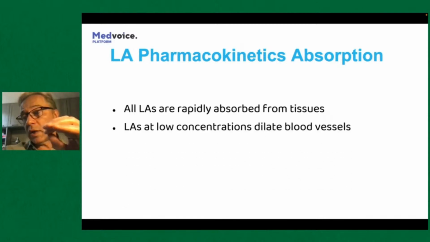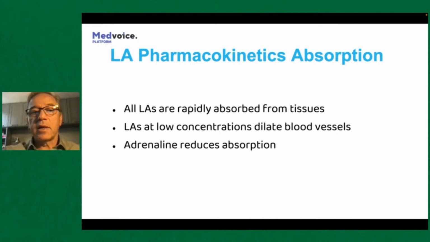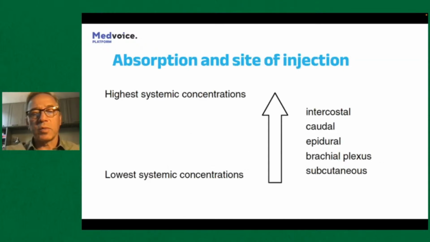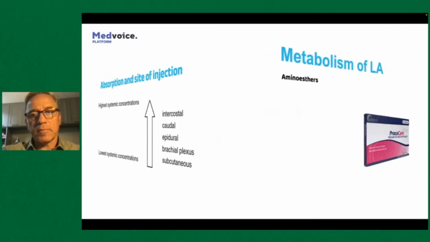At low concentrations, they usually vasodilate. Adrenaline, of course, reduces the absorption. We'll speak about that a little bit more. And high binding to tissue proteins also reduces the rate of absorption. And depending on where you inject it, the systemic concentration could be lower in case of subcutaneous injections, or really high, classically if you inject it into the intercostal area, and many other in between. Okay, so intercostal, highest absorption, subcutaneous, the lowest absorption.